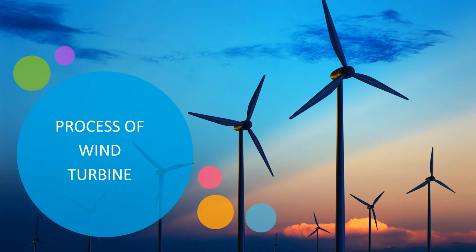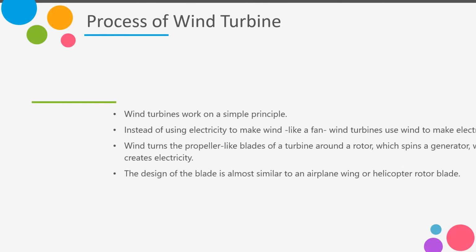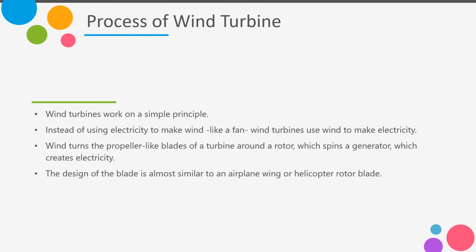Next, I will explain to you about the process of wind turbine. Wind turbines work on a simple principle. Instead of using electricity to make wind, like a fan, wind turbines use wind to make electricity. Wind turns the propeller-like blades of a turbine around a rotor, which spins a generator, which creates electricity. The design of the blade is almost similar to an airplane wing or helicopter rotor blade.